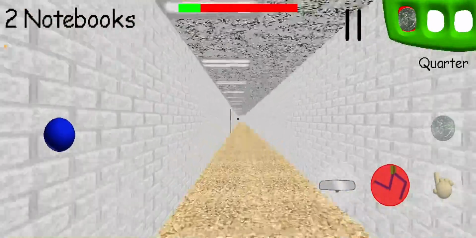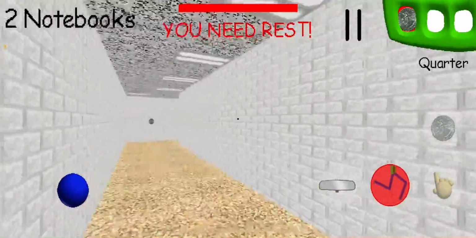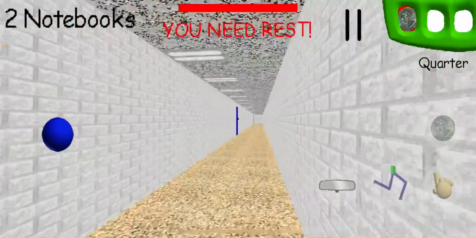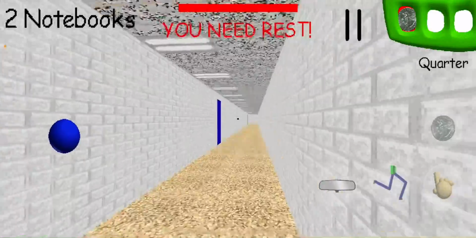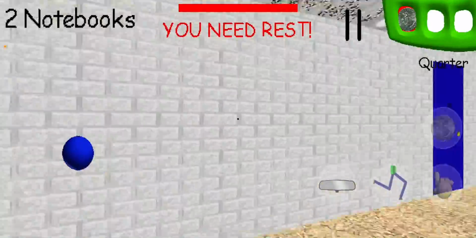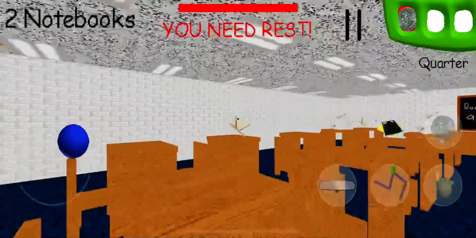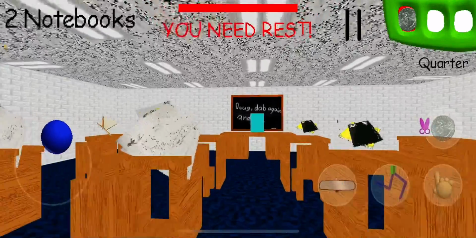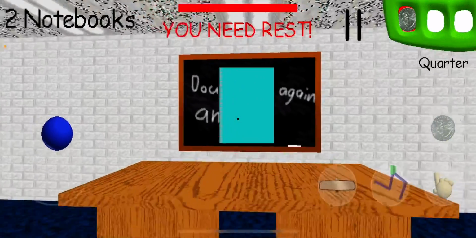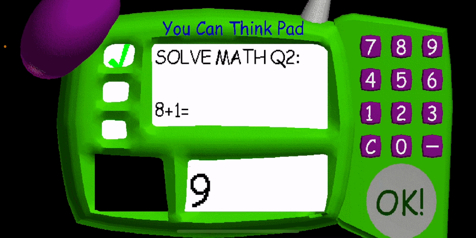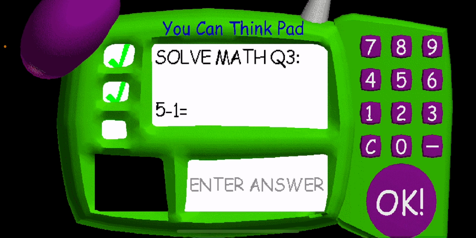Please don't see me, principal. Please don't be here. Oh, I need rest. But at least there's a book nearby. I always go for this book first. Or is this even a book? No. It is. Let's go inside. Oh, no, I forgot. I need rest. He's coming! Well, at least I did it faster. That is negative six. And then that is nine. And then that is four.